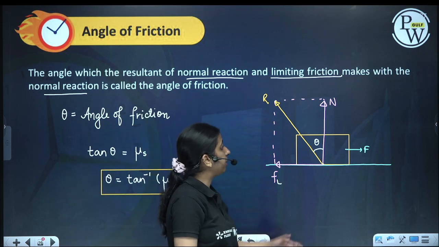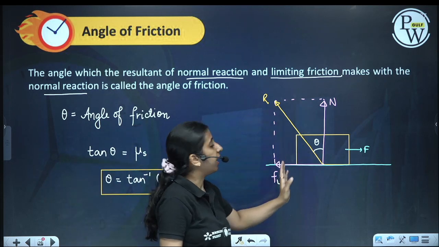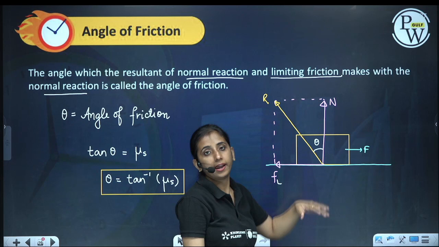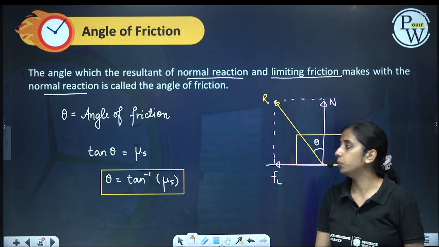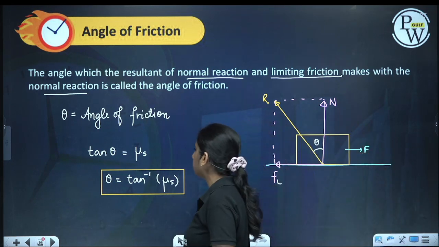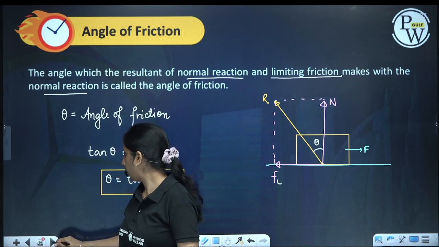We can calculate it by applying tan theta. Tan theta will be perpendicular, FL by N, and we get that as mu s. So theta is equal to tan inverse mu s. This is the angle of friction.